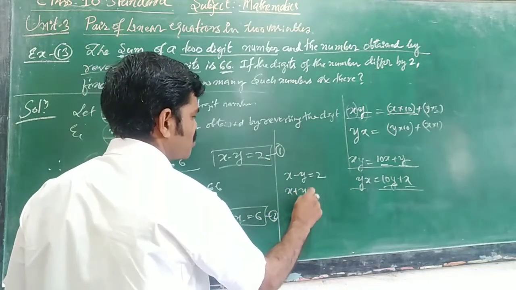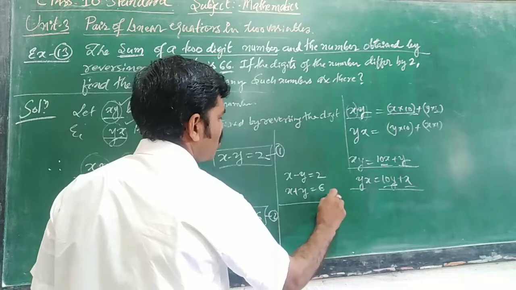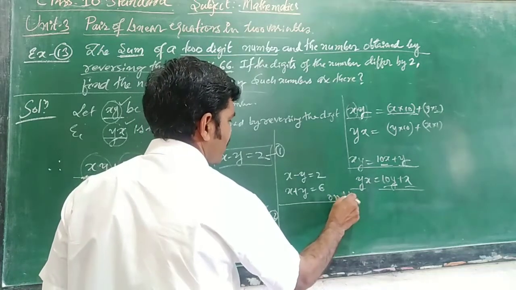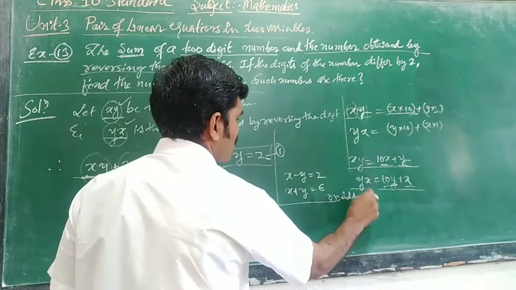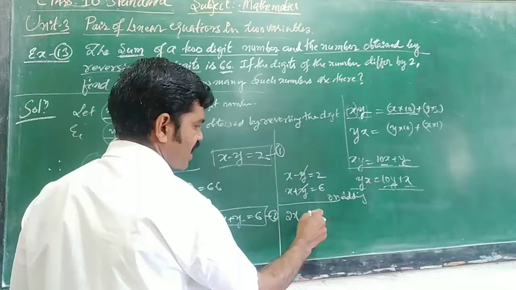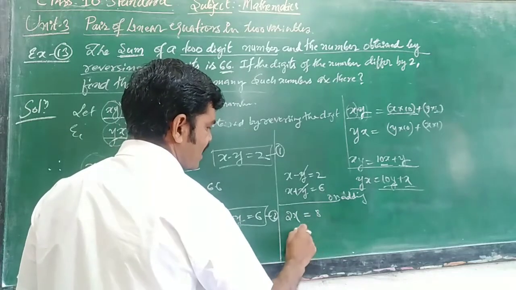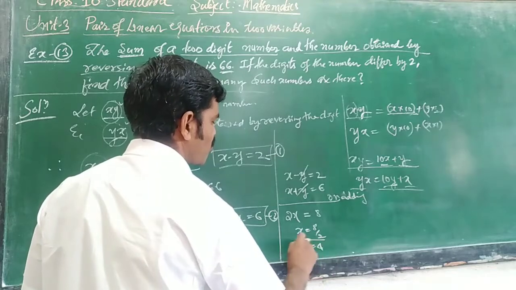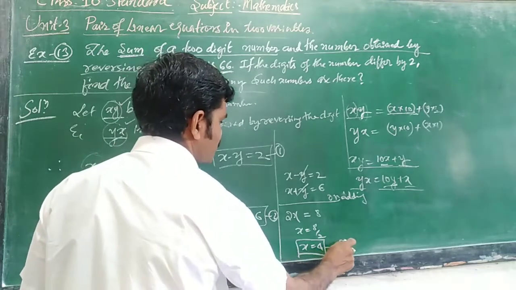x plus y is equal to 6. On adding these two equations, this will be 2x and this will be cancelled. So 2x is equal to 8, x is equal to 8 by 2. So that x is equal to 4. So this is equation 3.